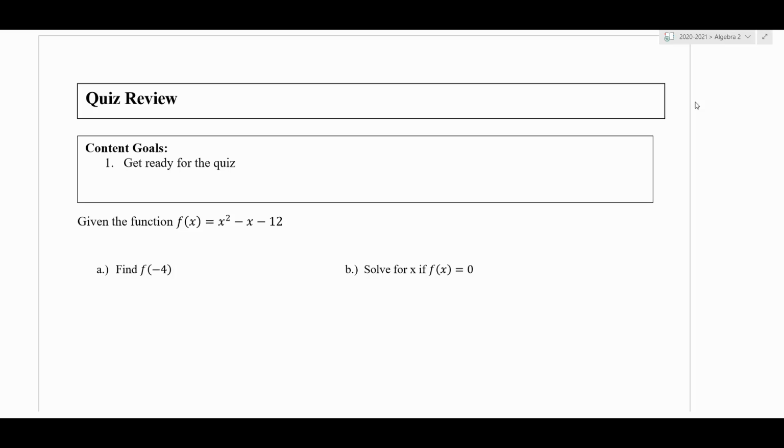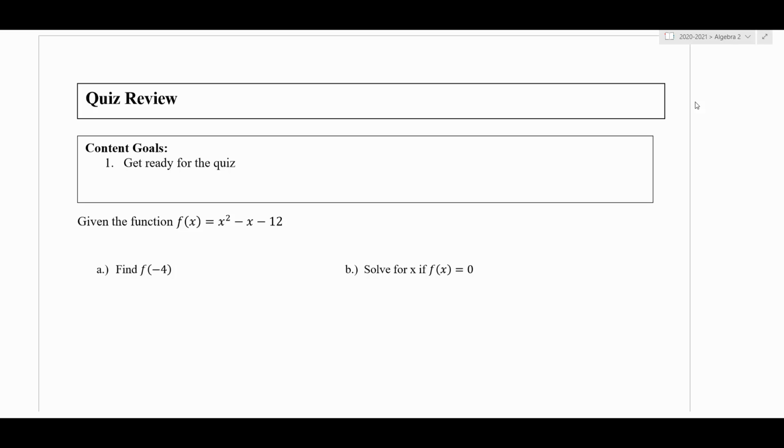Hello everyone, welcome back. Today we are going to conduct a mini quiz review to get us ready for the quiz on Friday, which is tomorrow for you guys. So I'm going to cover a couple more problems. Now, this quiz review is not going to be comprehensive of everything on the quiz, so just remember that.